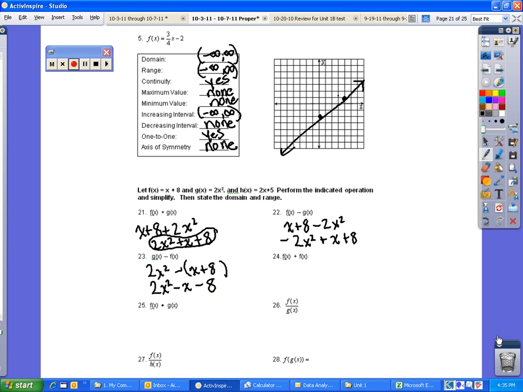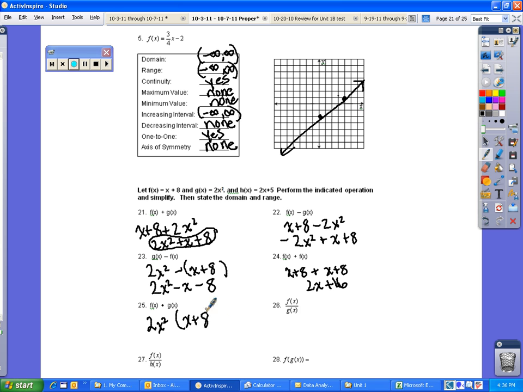Now I'm going to add f of x plus f of x, which is going to be x plus 8 plus x plus 8. So that's x plus x, which is 2x, 8 plus 8, which is 16. So 2x plus 16. f of x times g of x is going to be 2x squared times x plus 8.